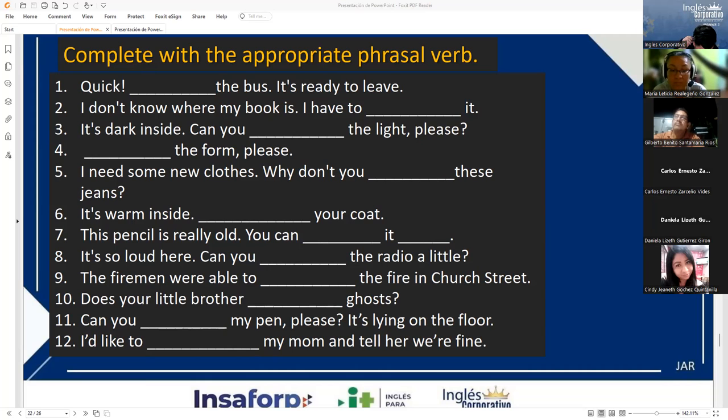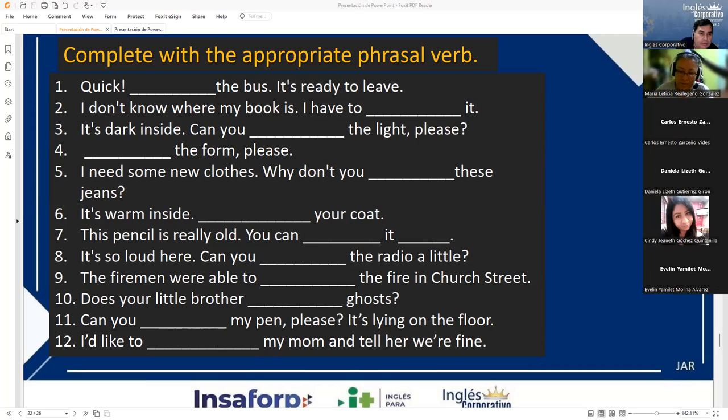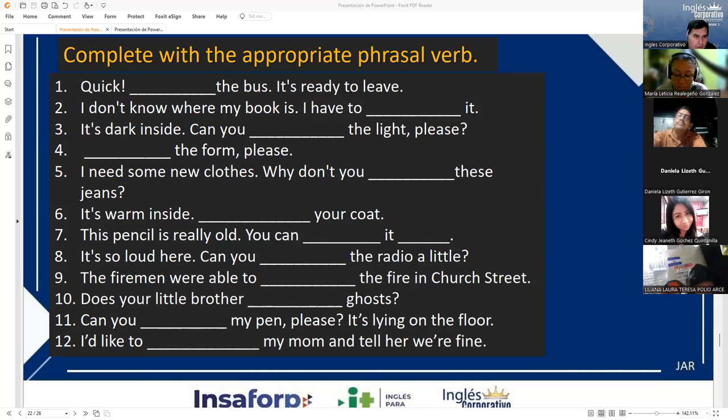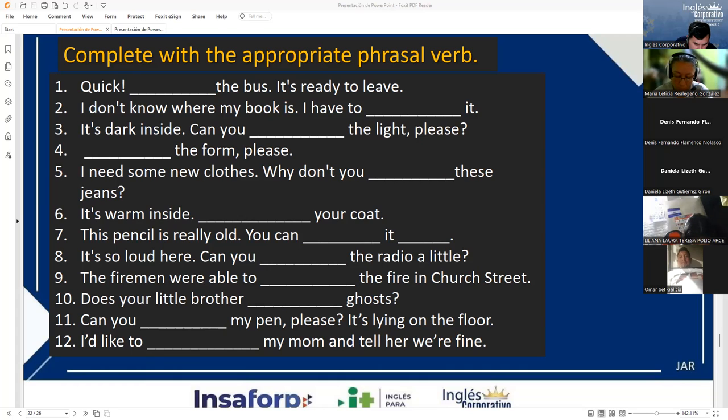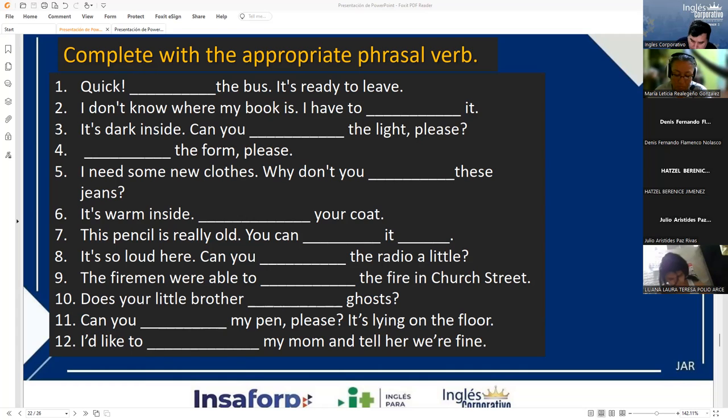Evelyn Yamilet Molina. Present. Evelyn, excellent. Gilberto Benito Santa María. Present, teacher. Good night. Juliana María Amaya. Hazel Berenice Jiménez. Present, good night. José Miguel Blanco. Julio Aristides Paz. Present teacher. Good night. Carla Hidari Castillo. Present teacher. Good night.